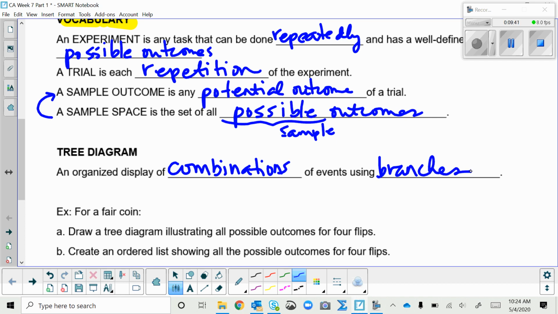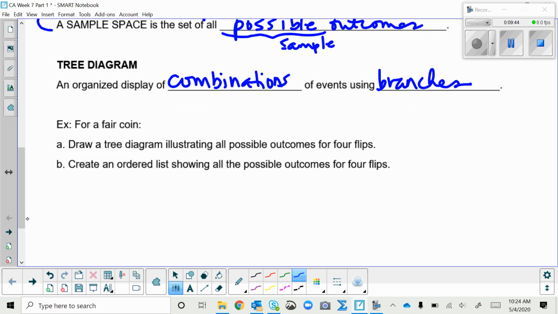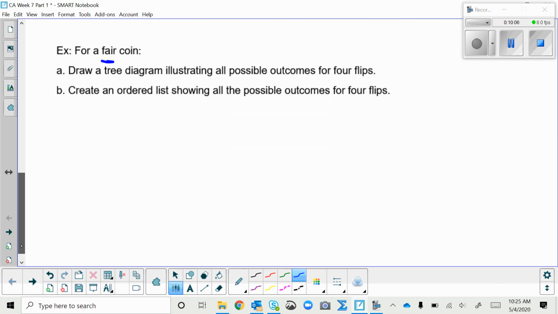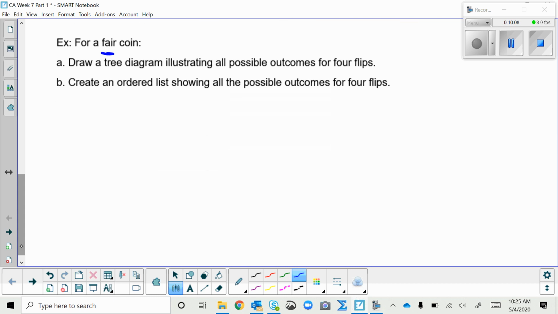And so here we go with this example. For a fair coin, meaning it's not like a weighted coin and someone's trying to rip you off and take all your money on the side of the street somewhere. It's a fair coin. We are going to draw a tree diagram illustrating all the possible outcomes for 4 flips. And then B, we're going to create an ordered list of all those possible outcomes. So here's A, drawing the actual tree diagram.